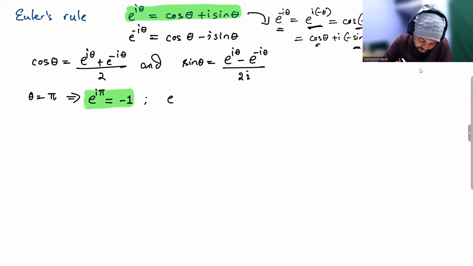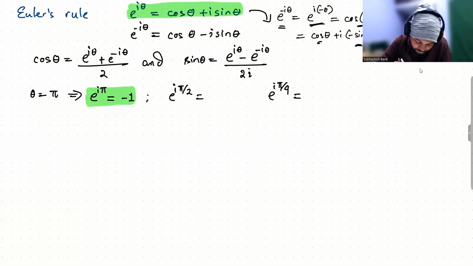Check now, as a task, what would be e power i pi by 2 and e power i pi by 4. All right, I think you got the answer already. So e to the power i pi by 2 would be cos pi by 2 plus i times sine pi by 2. Cos pi by 2 is 0, so this would become just i. And e to the power i pi by 4 would become 1 by root 2, times 1 plus i.